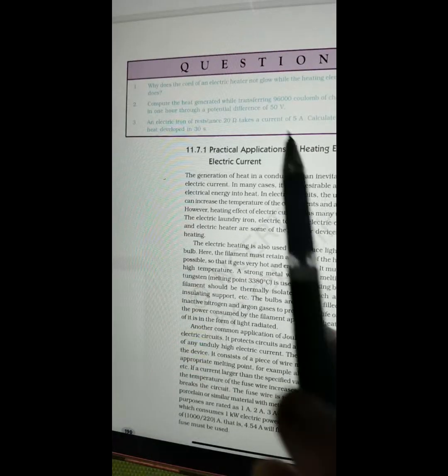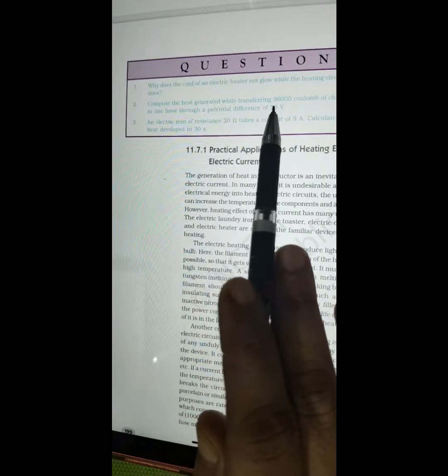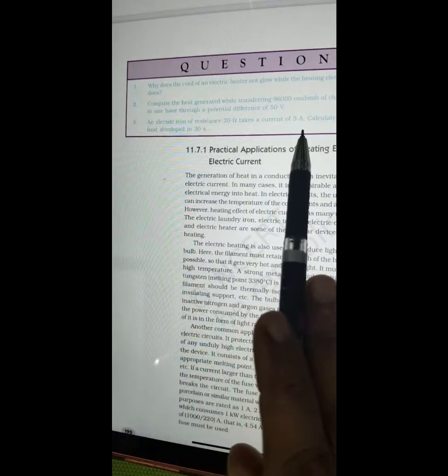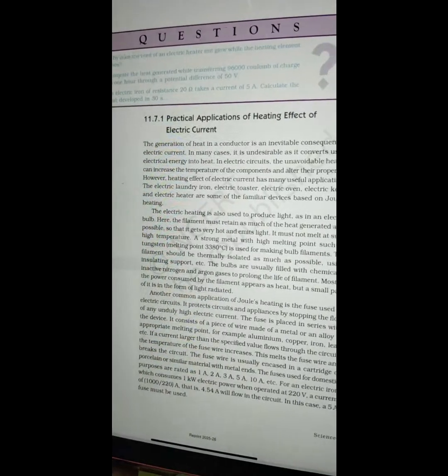In-text question 1. Why does the cord of an electric heater not glow while the heating element does? Compute the heat generated while transferring 96,000 coulomb of charge in 1 hour through a potential difference of 50 volt. An electric iron of resistance 20 ohm takes a current of 5 ampere. Calculate the heat developed in 30 seconds.